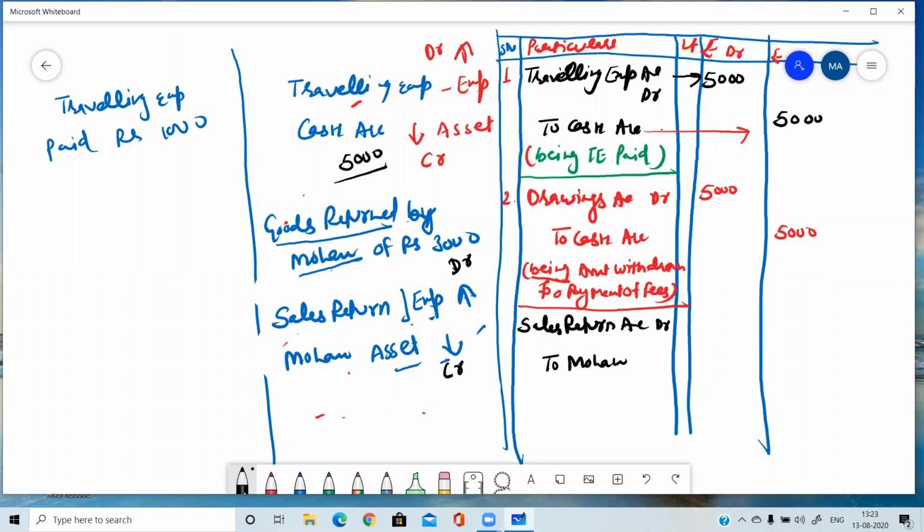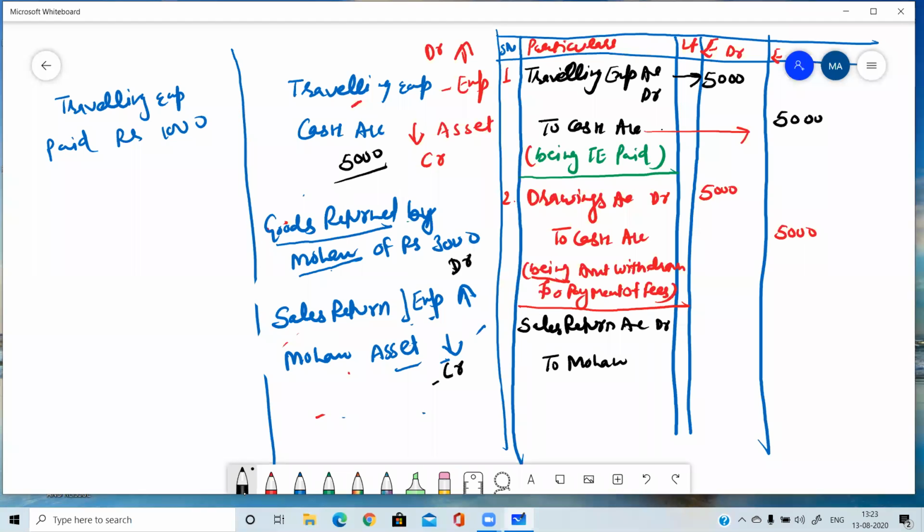And if you are not able to identify the nature of both the accounts, then just find out the nature of one. Suppose you are very sure that Mohan is your debtor, and debtor means asset. When Mohan returns goods, the asset will decrease, so Mohan will be credited. It means the other account will be debited. You can analyze only one account and the other will be opposite. But my advice is to always analyze both the accounts. In that case, your concept will be clear.